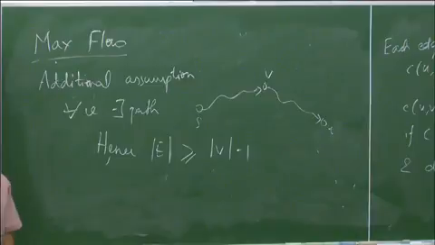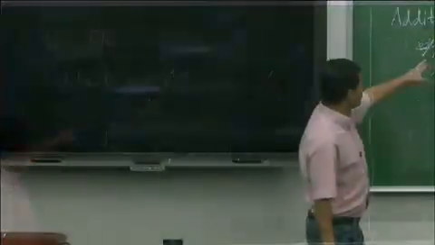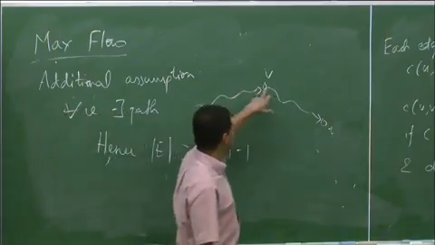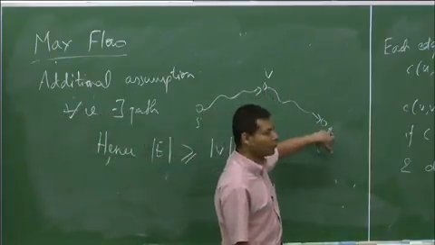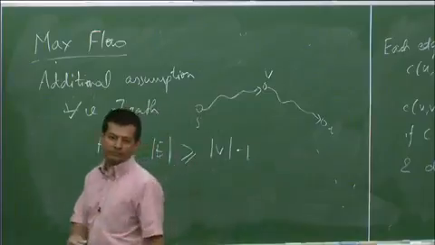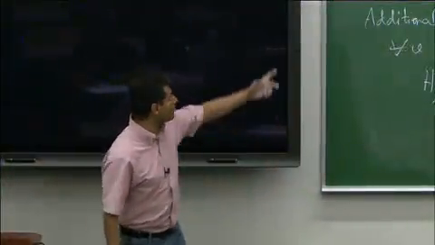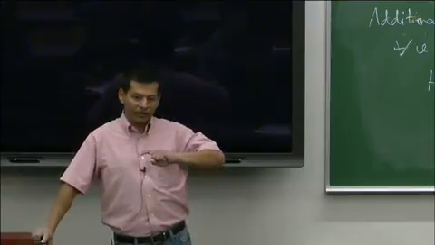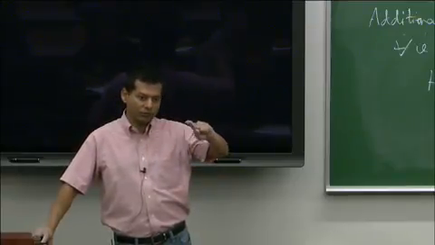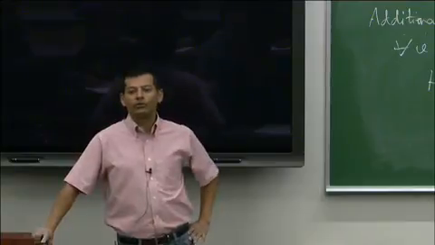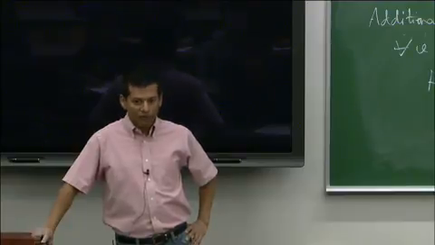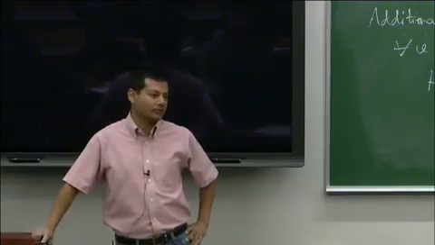Okay, so here is an additional assumption, which is that for all vertices in your graph, you should have a path from the source through that node to the sink. Why? You are trying to solve the max flow problem. Assume that you cannot find a path from your source to that node to the sink.